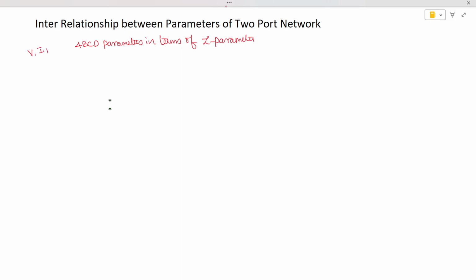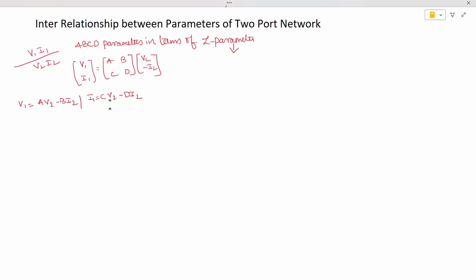We have V1, I1, V2, I2. So now we'll write down the ABCD parameters as V1, I1 is equal to the matrix A, B, C, D with V2 and current negative I2. Therefore, we get V1 is equal to AV2 minus BI2 as one equation. The next equation is I1 is equal to CV2 minus DI2 as the second equation.